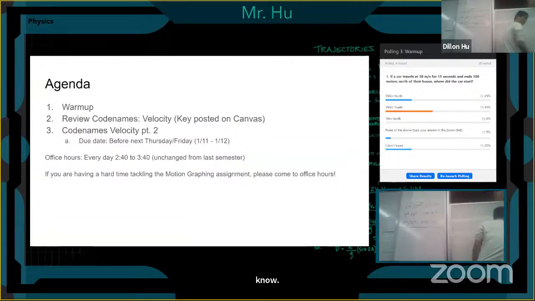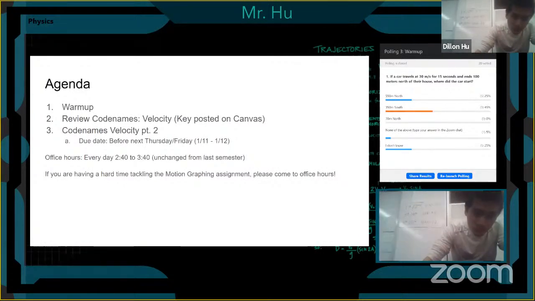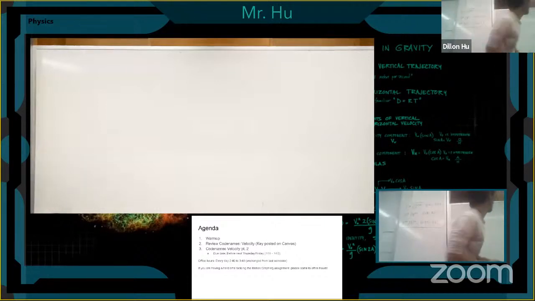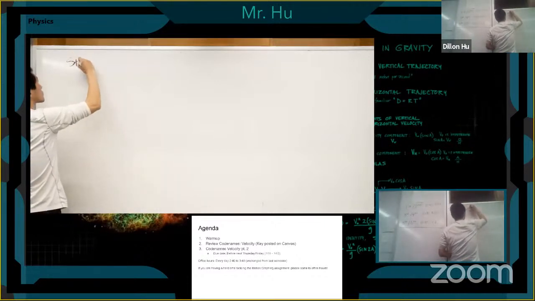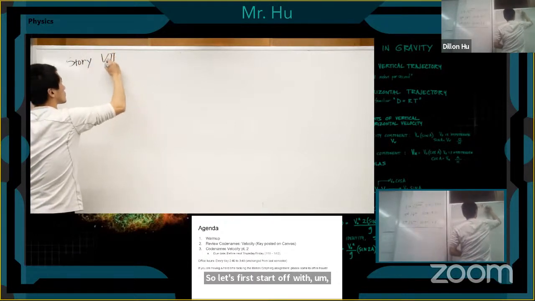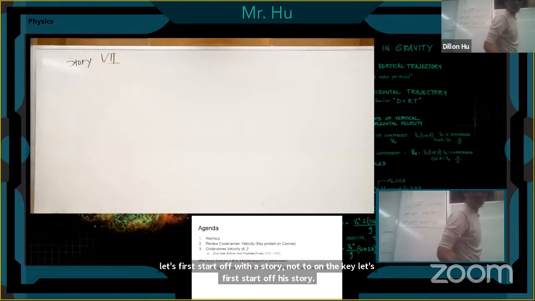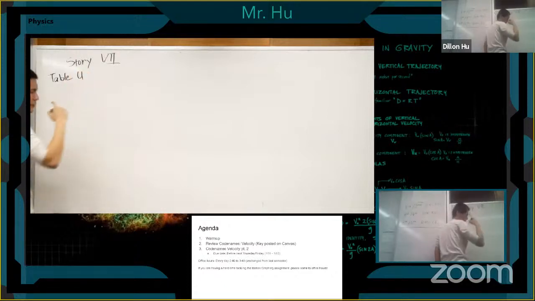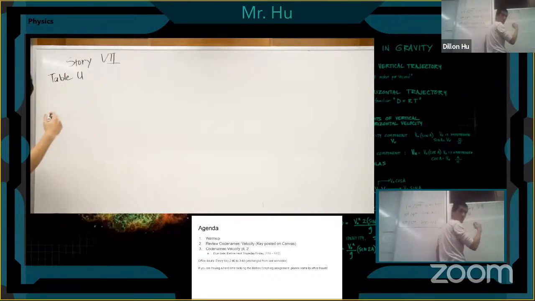So on the key, let's first start off with story. What's a good one to start off with? Let's first start off with story VII, story 7. On story 7, the table that goes with it is table U, and all of this is on the key that I posted on Canvas. I would recommend going through that right now.